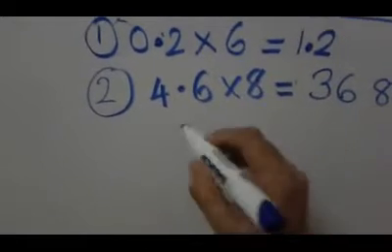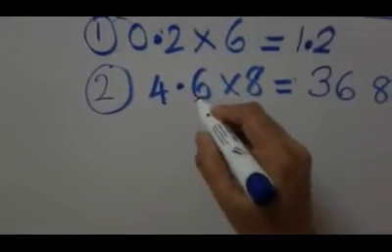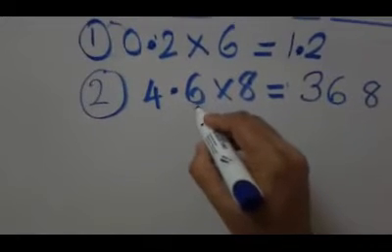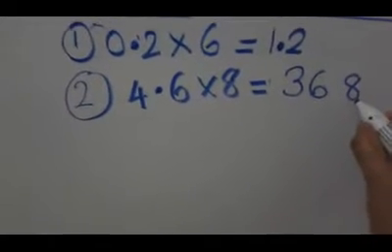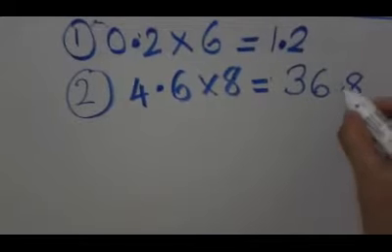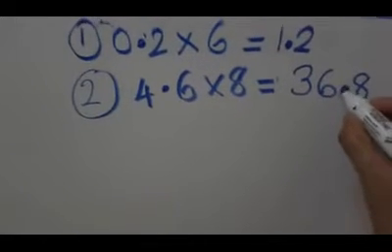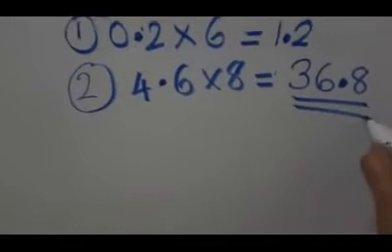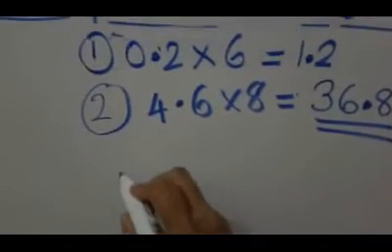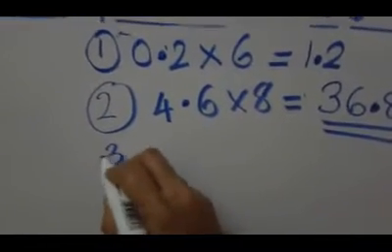46 multiplied by 8 is 368. Now after the decimal to the right side, how many places? One place. So from here you have to count one. One place means after this place you put the decimal. This is our answer. Again I will show you another example.